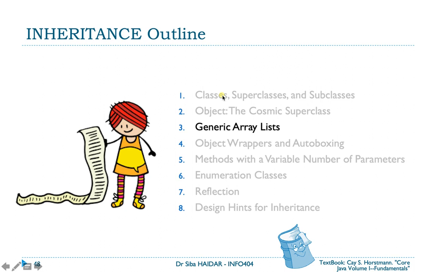Last time we saw the classes, superclasses, and subclasses section. We talked about really serious things about objects, the cosmic superclass, in which we defined the equals, the toString, the hash code, the relation between the equals and the hash code, and we demonstrated all of this using demos and using the listings of the book.